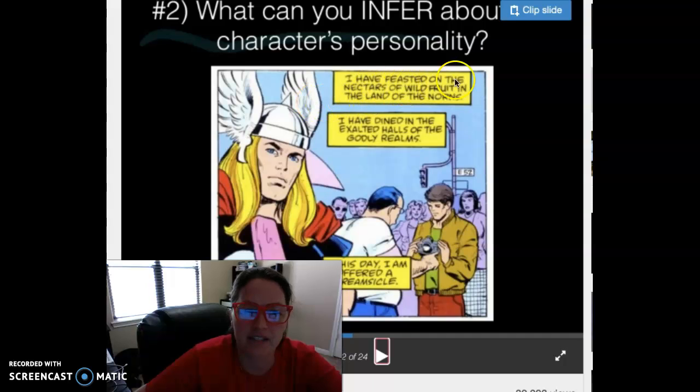I have feasted on the nectars of wild fruit in the land of the Norns. I have dined in the exalted halls of the godly realms. This day I am offered a creamsicle.